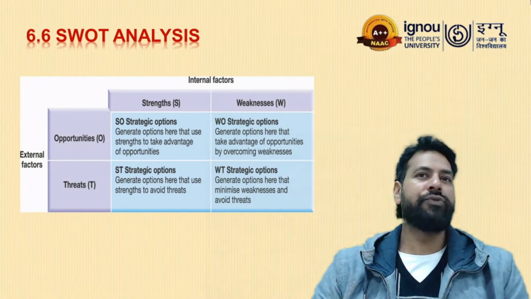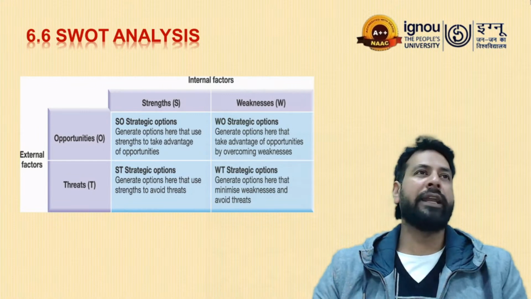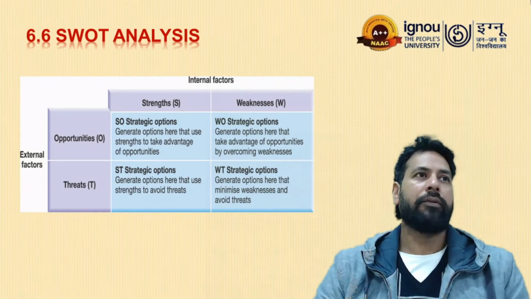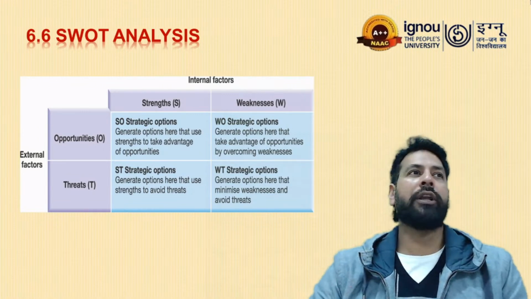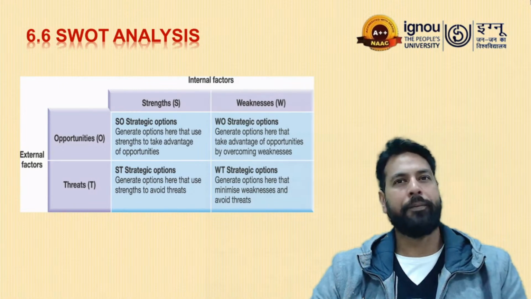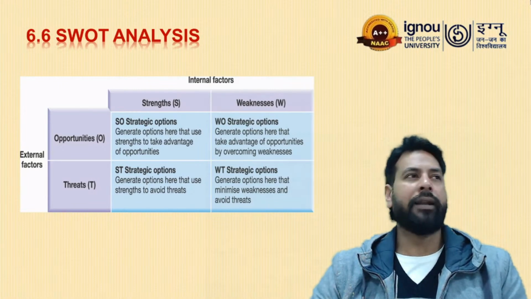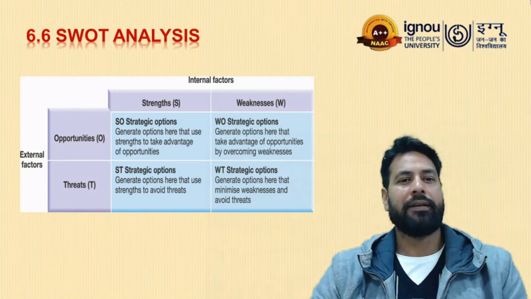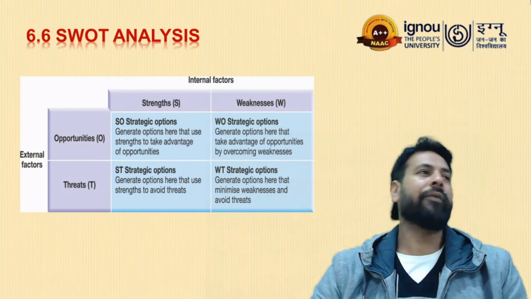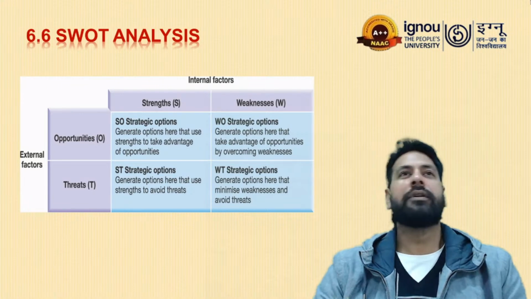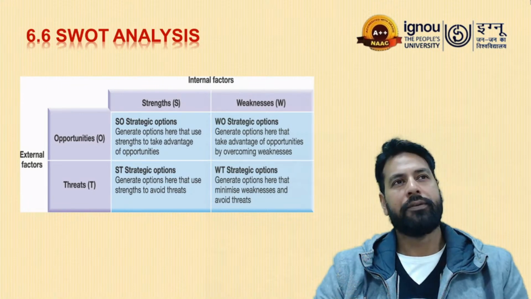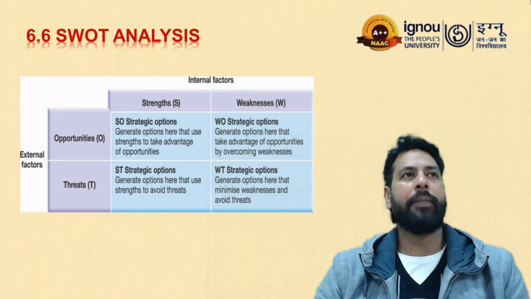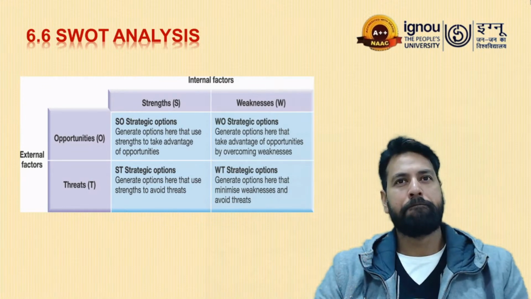If I talk about strengths: I have a great team. My supplier quality is good and gives me a great rate. My sales and marketing team is amazing. So these are my strengths. My weaknesses can be that we are not very good at advertising, or not good at, let's say, after-sales service. So I should be analyzing this.